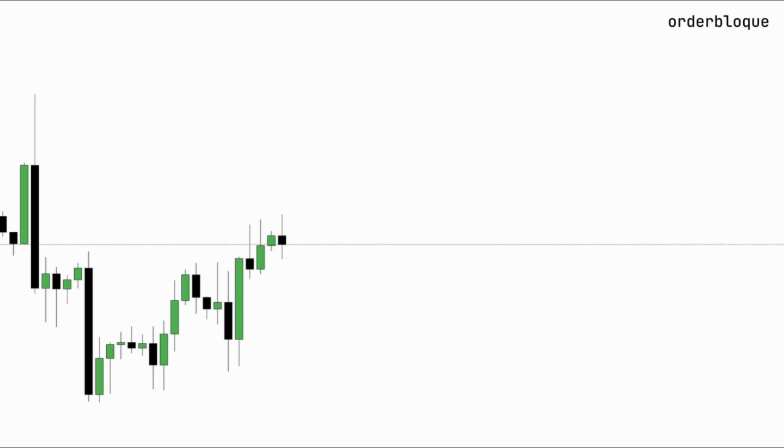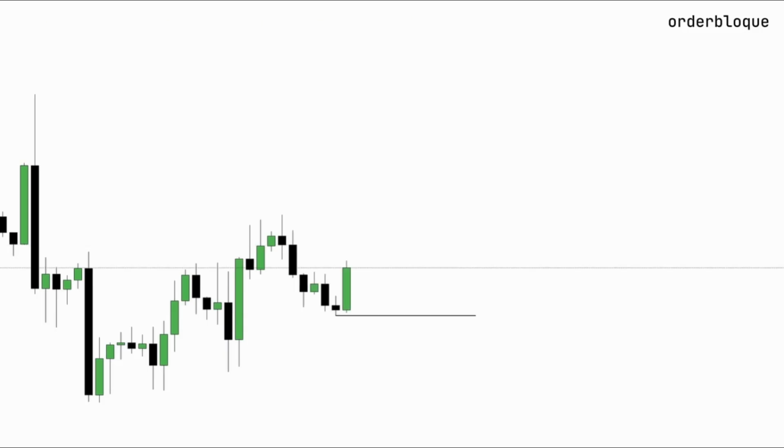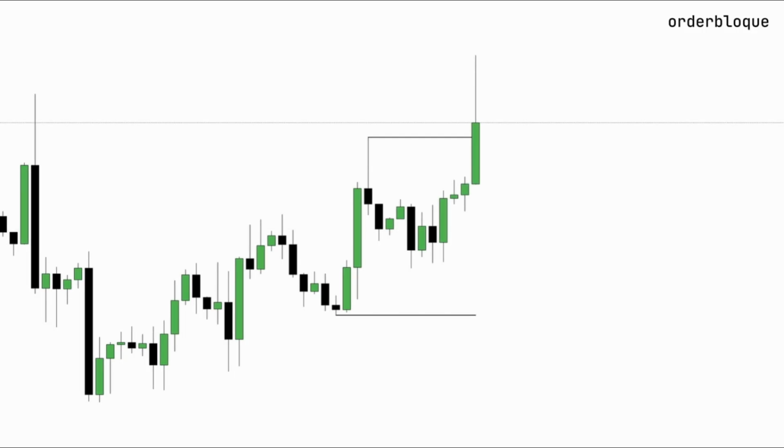Here's a simple example on the 4-hour chart. First, a fractal low forms, which will be our minimum price, followed by a fractal high that indicates the maximum price. The distance between these 2 points will be considered our dealing range. The price corrects within this range, then reacts and moves further upward.